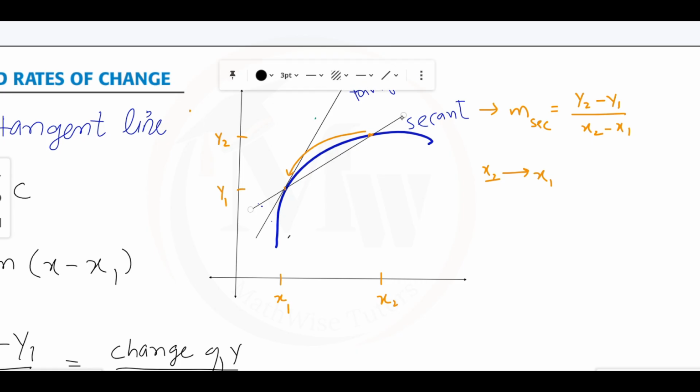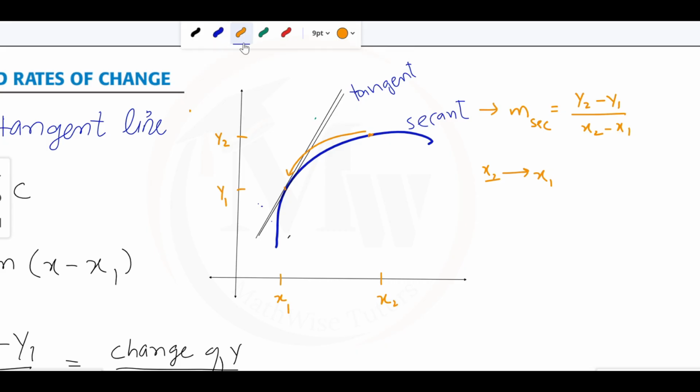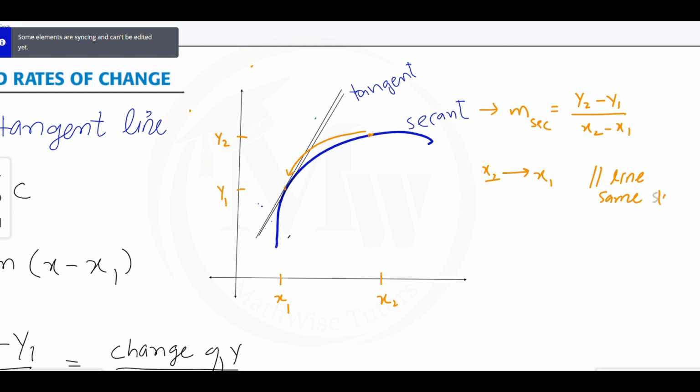See, if we move this line and make it closer to this line, so that this point comes closer to this point, eventually both lines will be on each other. So the secant line will be parallel to the tangent line. And we know that parallel lines have the same slope. It means whatever the slope of the secant line is will be the same slope of the tangent line.